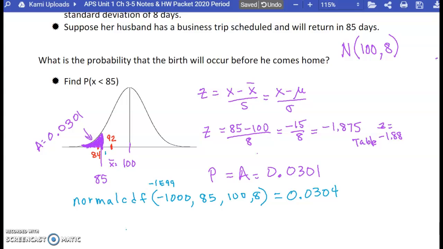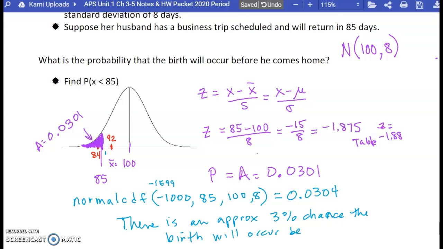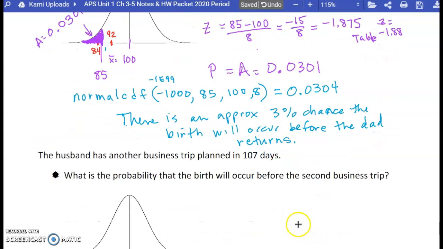So there's about, remember to use weasel words, an approximate 3% chance the birth will occur before the dad gets home. And usually with word problems like this, you want to write your answer in a complete sentence. You want some context, and you want to be accurate, concise, and with context. Okay, so that's one problem.